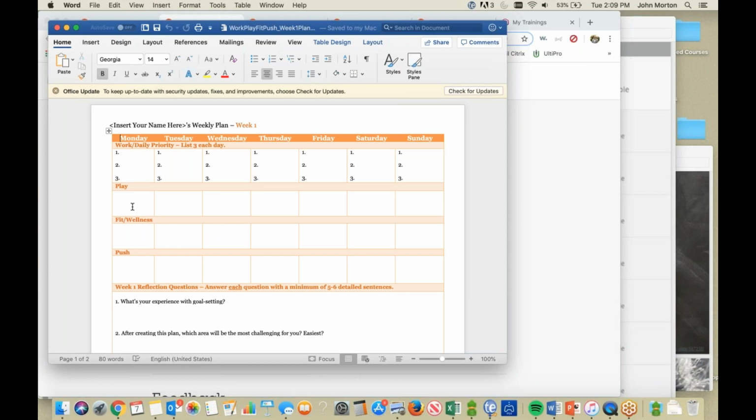Then we move on to the play activities. So every day, I would like you all to think of one play activity you can do. And this doesn't have to be something huge and intense. It can be if you have something that you really want to do, or say, one day a week you have a marathon gaming session with your friends. That's fine.